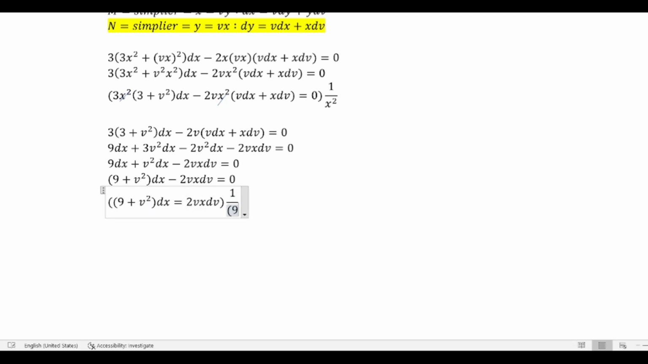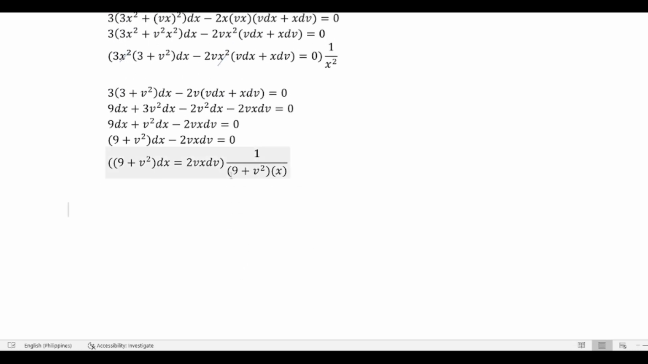Okay. So it will be 9 plus v squared. Alright. And then over here, as we observe, there is also an x denoted next to dv. So we need to cancel out or transpose x to the other side so that dx and x would come together. So how do we do that? Multiply by 1 over x. Okay, so upon simplification, we will be deriving a new equation.